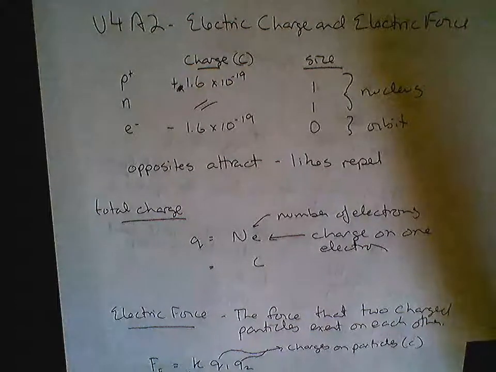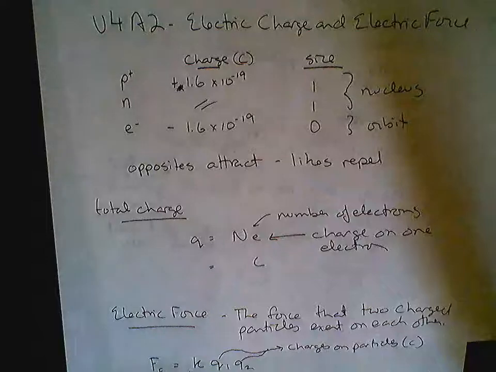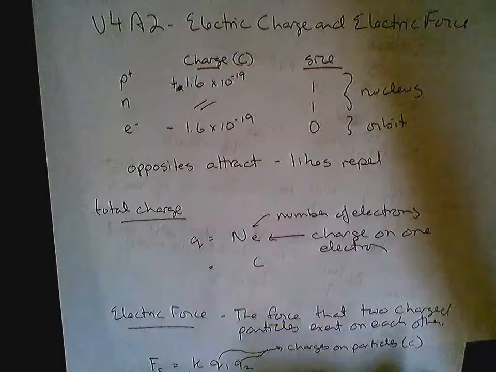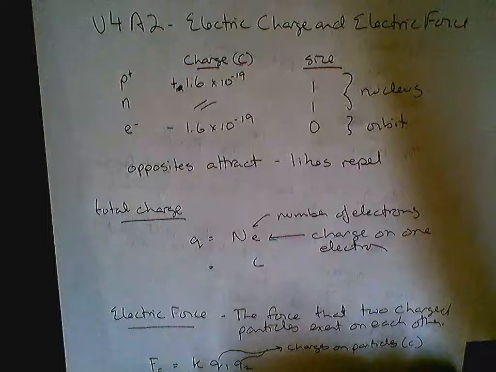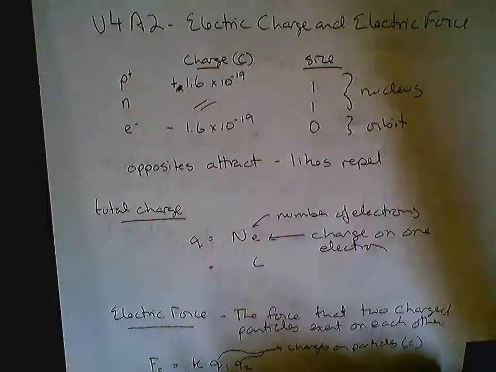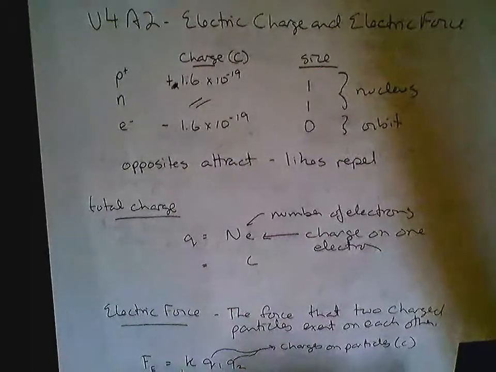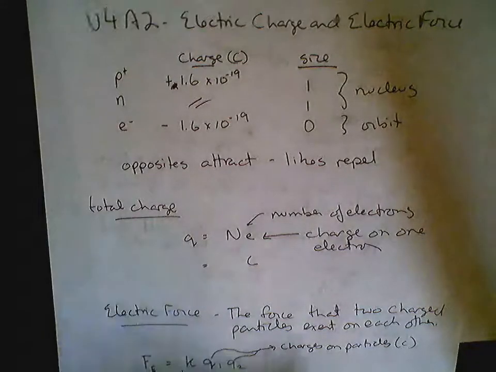Okay, in U4A1, we took a quick look at orbits, forces and fields, and we did two calculations. We looked at how far away a satellite would be above the Earth, and we looked at its velocity. Now, for U4A2 through A5, we're going to be looking at electrical forces and electrical fields. A couple little background points that are going to be really important as we go through here.